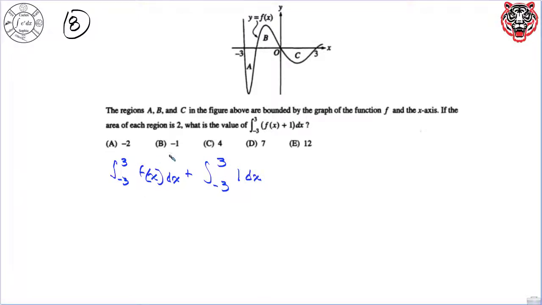When you do that, this one is a little bit more clear. Between -3 and 3, we add all these up. I had a -2, a -2, and a +2. So all 3 of those add up to a -2.